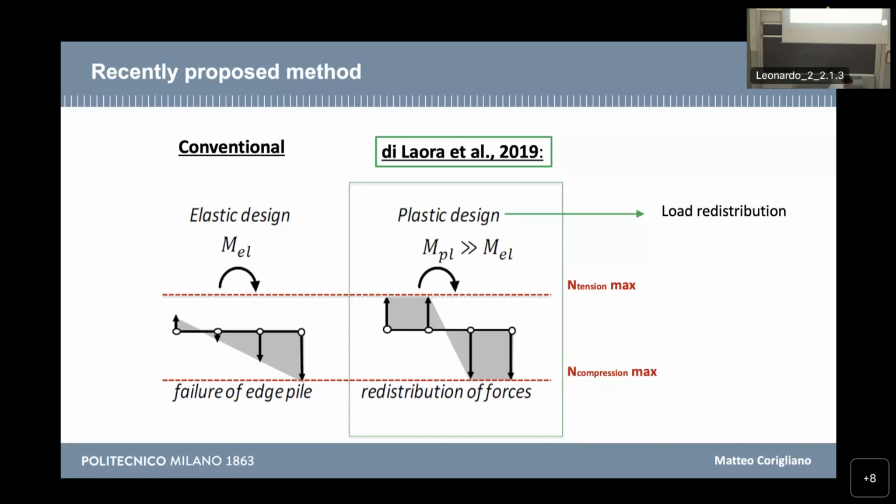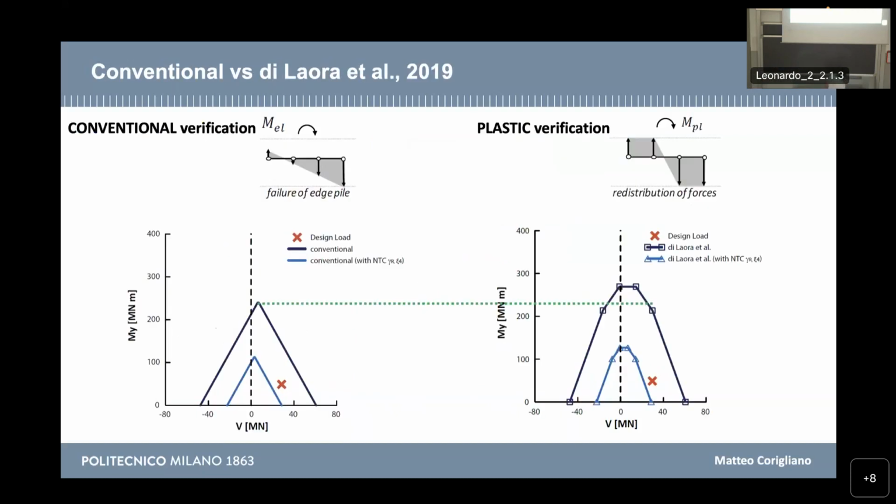So the approach is more sophisticated but still simple. And this is the verification. According to the conventional approach, we see that our design load, that is the red cross, is out from the domain, the light blue line. And there, on the right-hand side, we see that the red cross is still outside the domain, according to the plastic verification proposed by Di Laura, the plastic verification.